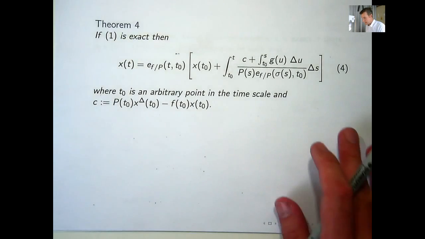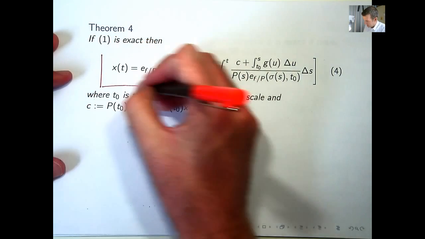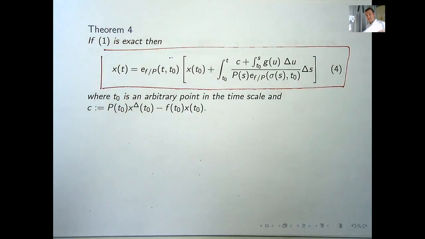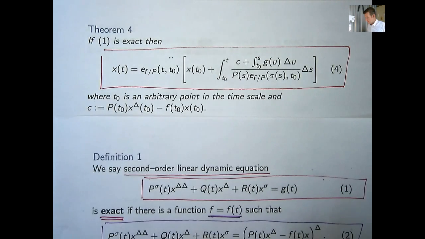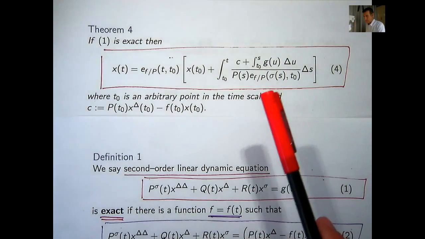So here is a result that lets you take a second order problem that I showed you at the start and form the solution. Okay, so if problem 1 is exact, then the solution x is given by this representation here.